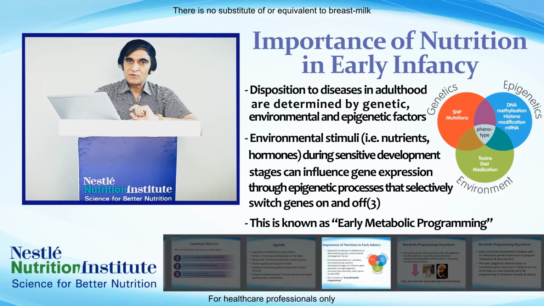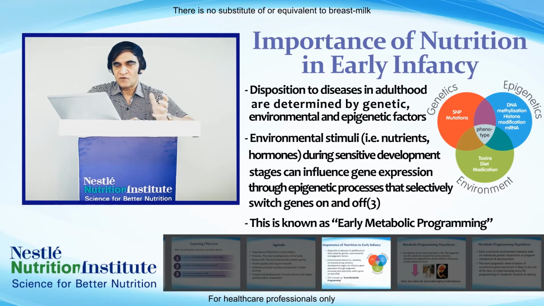So we all know about the famous Barker hypothesis. What do we mean by the Barker hypothesis? That is the fetal origin of childhood and adult disease. So there are many diseases which later express in childhood or adulthood. They have origin during the fetal period. So epigenetic process plays a role in that fetal origin of childhood or adult diseases.